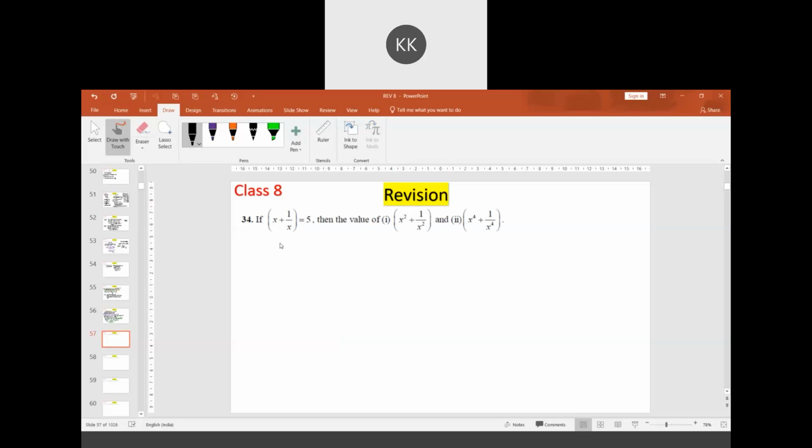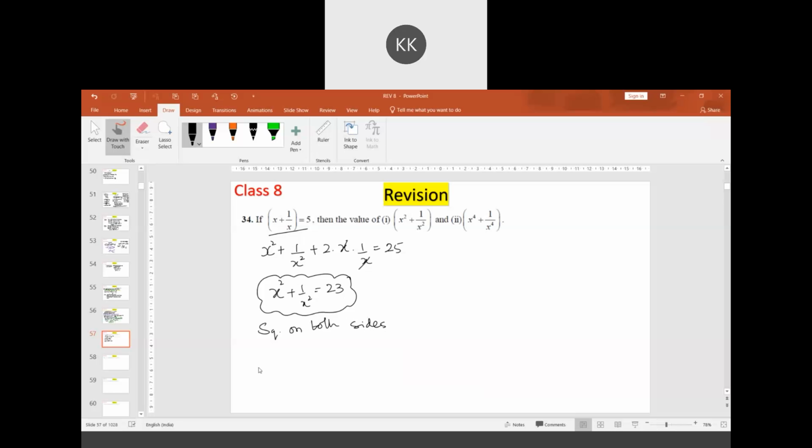Let me explain this. We will consider this and square on both sides. We will get x square plus 1 by x square plus 2 times x into 1 by x, which is equal to 5 square, which is 25. 2 is transposed, so we get x square plus 1 by x square equal to 23. This answer was correct. After this, we have to do squaring again on both sides.